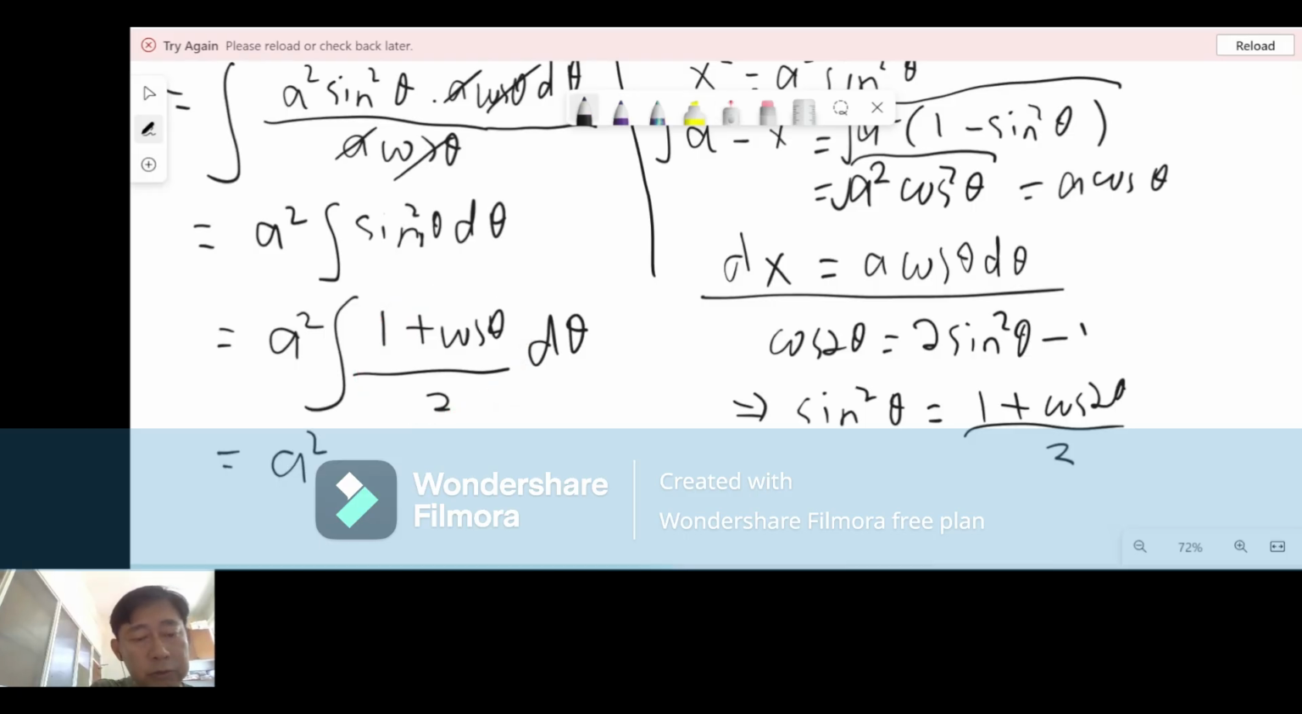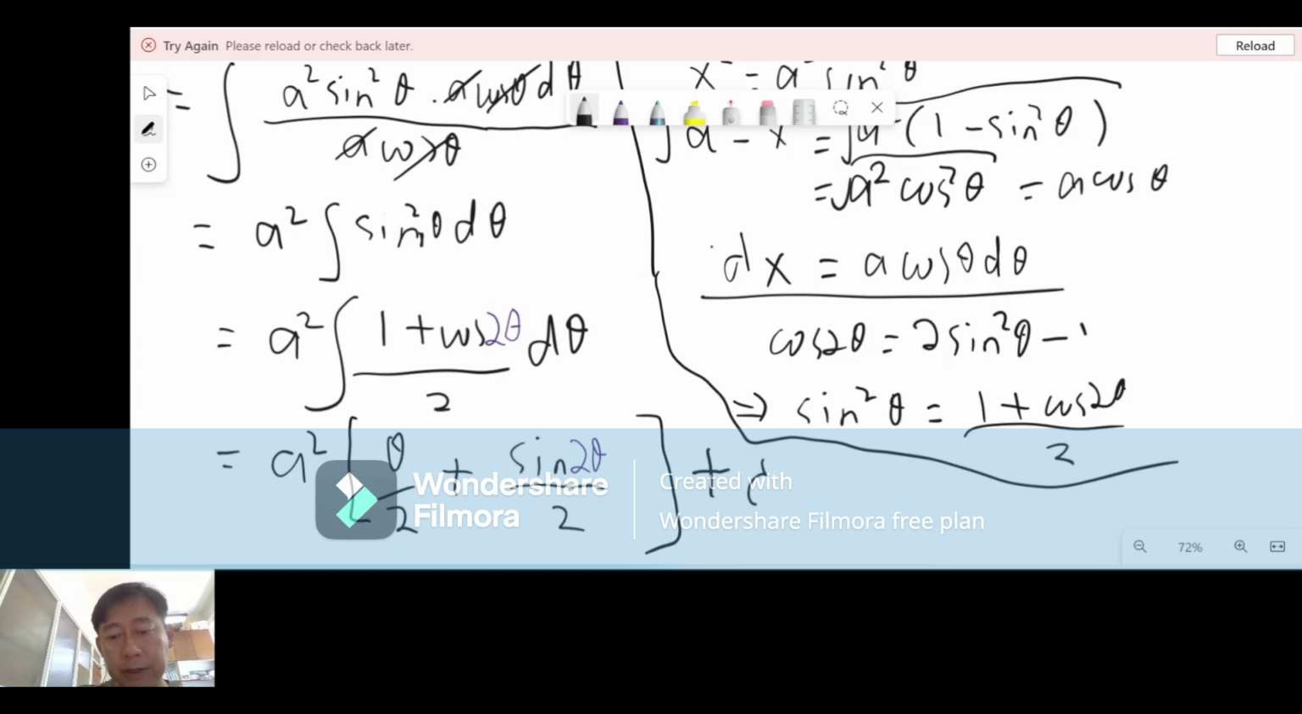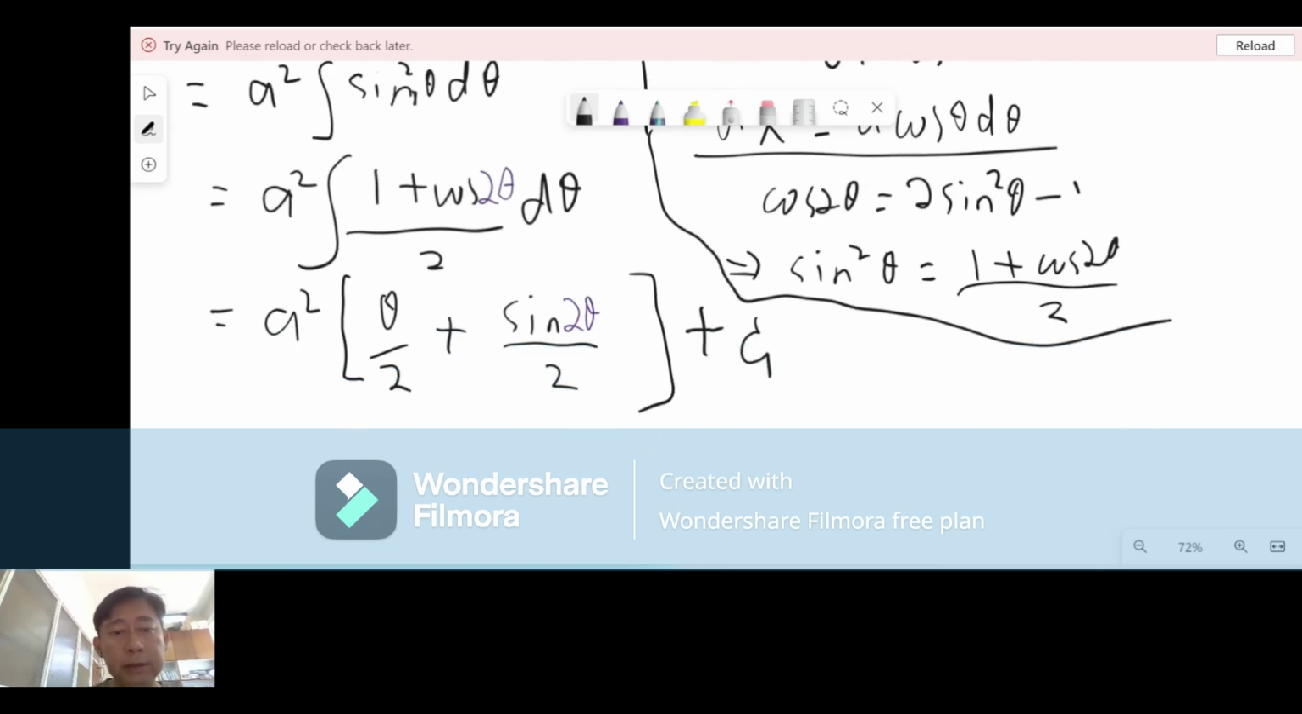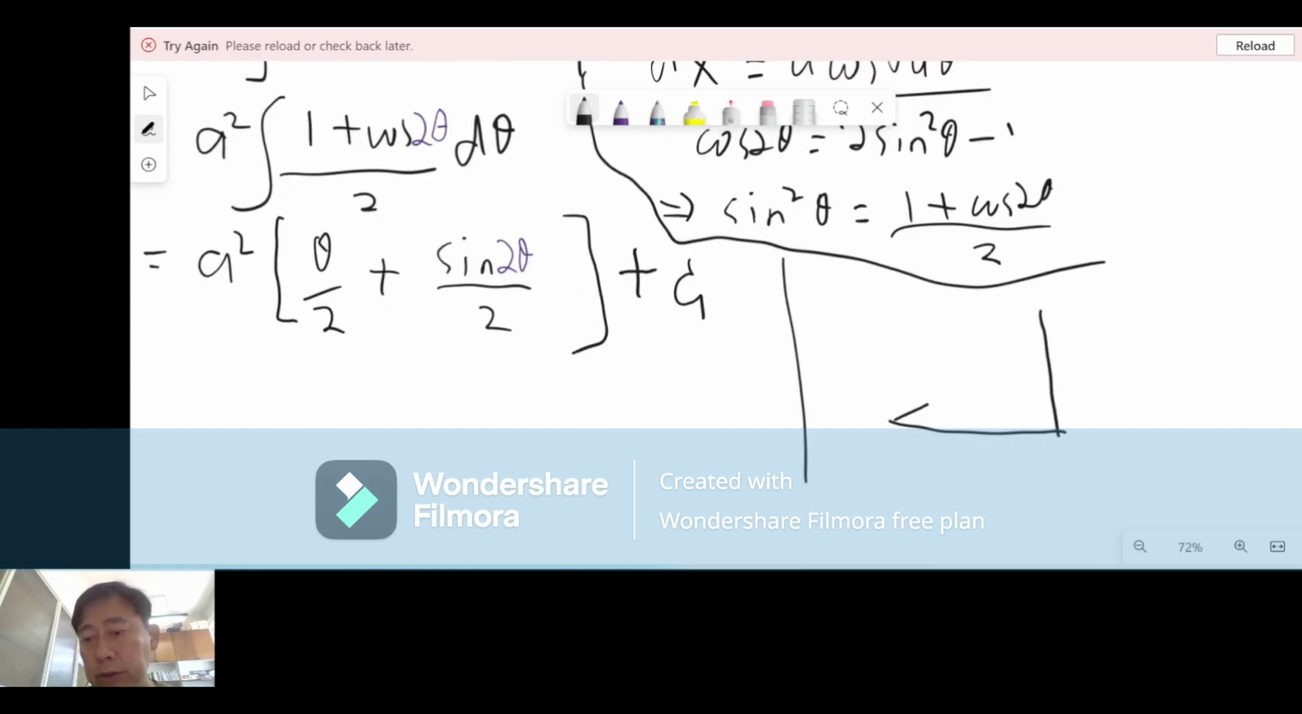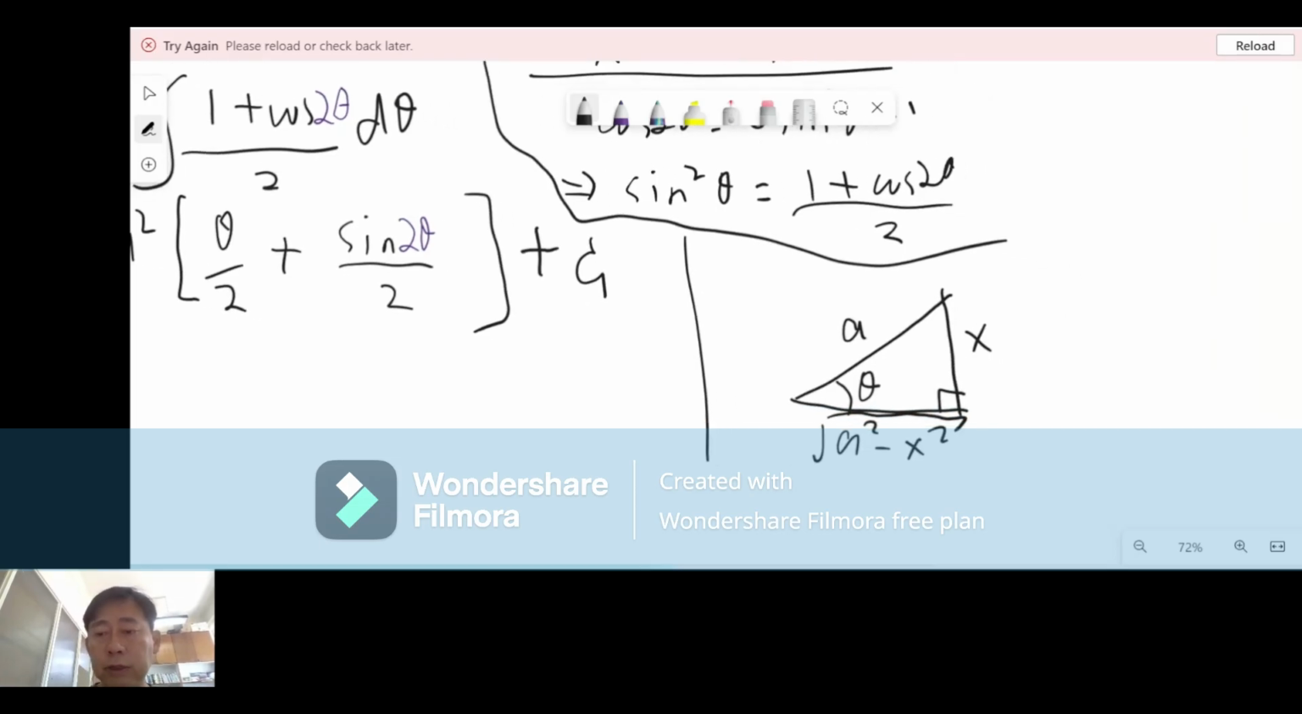It could be straightforwardly written down as theta over half plus sine, here I have 2 theta, plus an arbitrary constant. So the next thing I want to do is to translate the expression of theta and sine 2 theta back to the expression of x. The x and the angles were shown to be related to each other through the construction of a right triangle via Pythagoras theorem. This is the triangle that was constructed earlier.